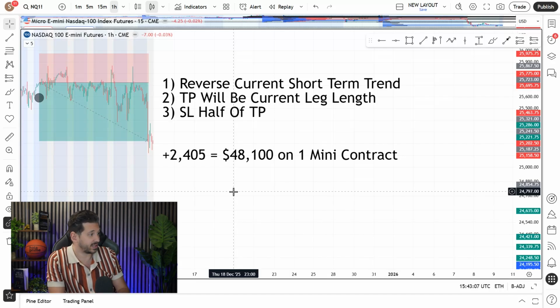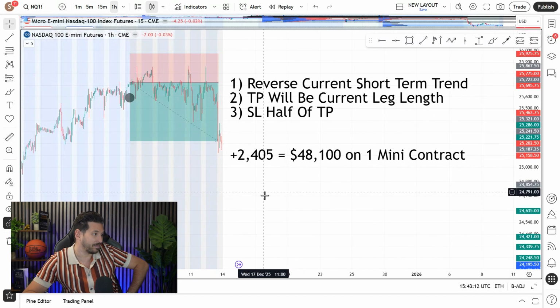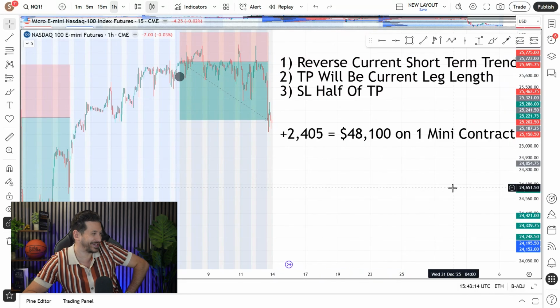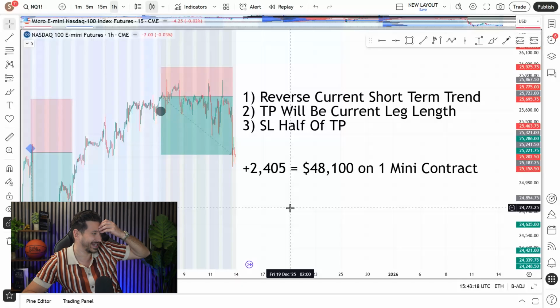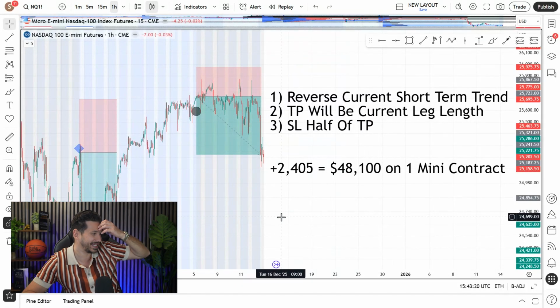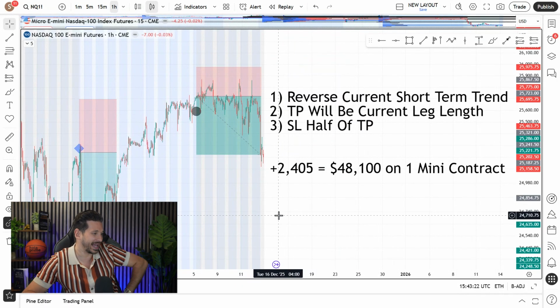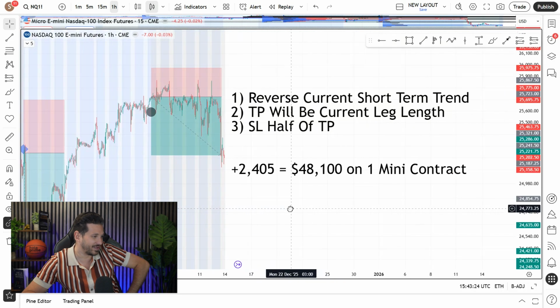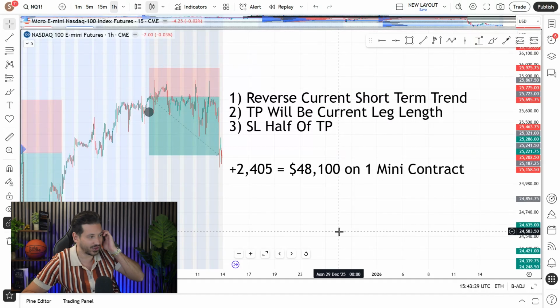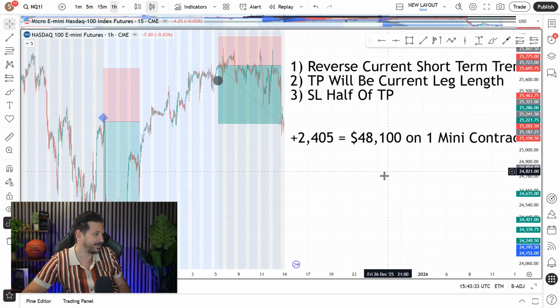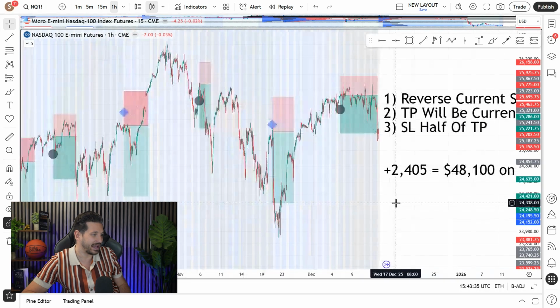It's the risk management, it's the edge, and the discipline, and it just goes to show, you would have had a very good half year. Let's just put it that way. You would be up 48,000. You'd be very happy on one mini contract. If you wanted to do it on a micro, you just divide that by 10. So on a micro, you'd be up $4,800. So you look, it can be very profitable if you have good risk management.